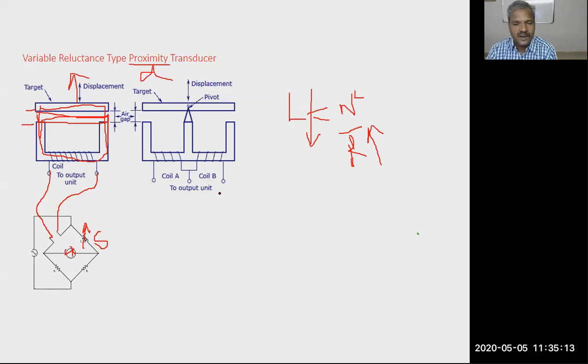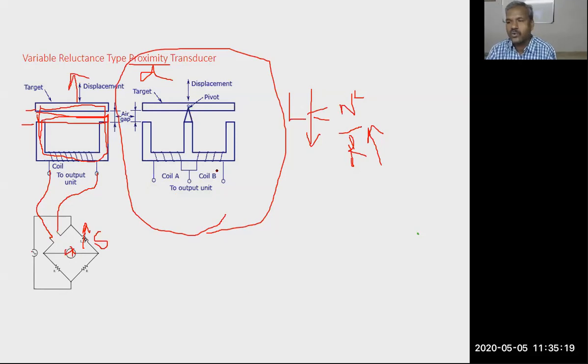This is another construction, more sensitive because it uses two coils, so more output from this circuit. Here there is only one output, so the output from the AC bridge will be small compared with this arrangement. The main difference is that the movable plate is pivoted at the middle, so this plate can move up and down. We will get a differential inductor output.